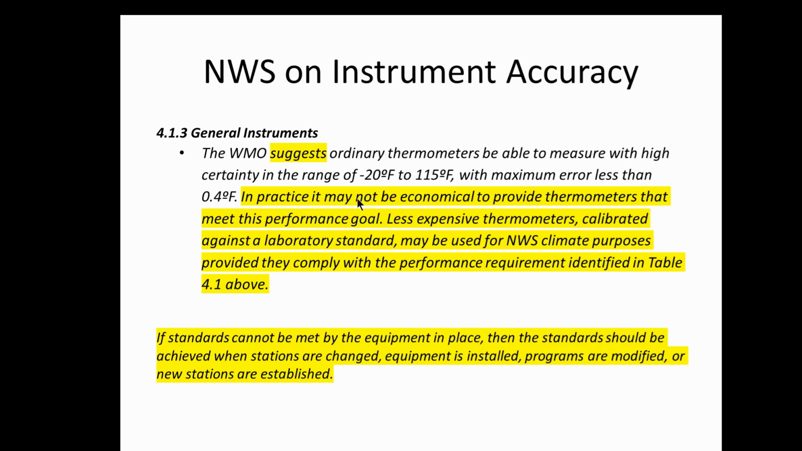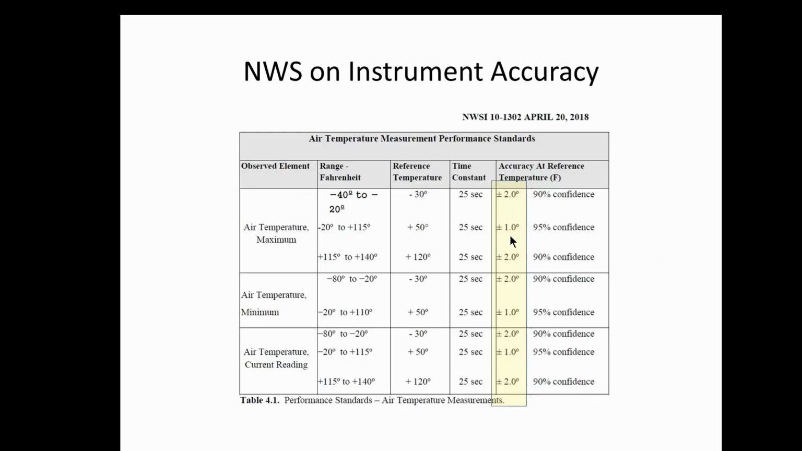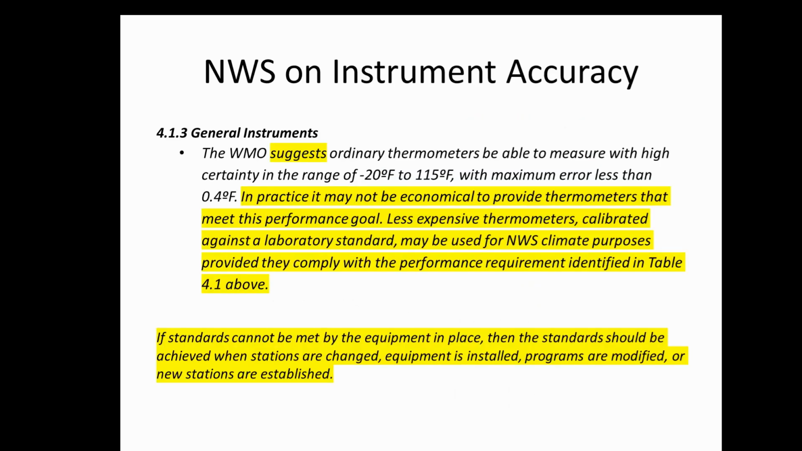So they're recognizing it's probably going to be expensive to get a more accurate device, but it says less expensive thermometers calibrated against a laboratory standard may be used for these NWS climate purposes, provided they comply with the performance requirement identified in Table 4.1, which is this. So again, they're saying even though the WMO suggests a 0.4, we require that it's 1 to 2 degrees plus or minus Fahrenheit, okay?